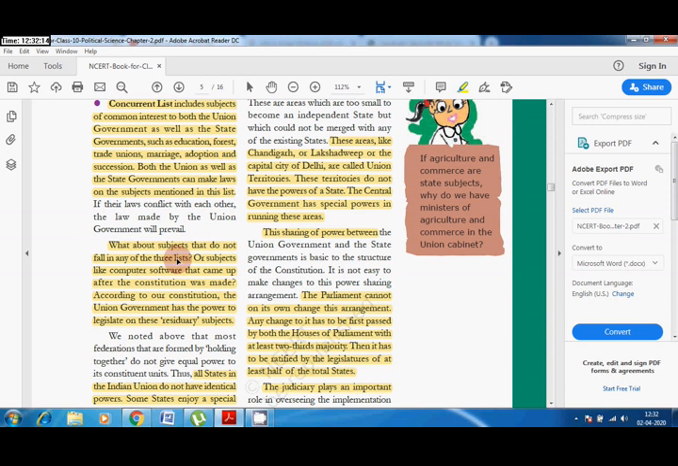So now, what about subjects that do not fall in the above 3 lists? There will be many subjects which are not covered under either the union list or state list or even the concurrent list. Like we can say computer technology or the Cyber Act, because these are subjects which came into being after the constitution was framed. These are very latest subjects. So according to our constitution, the union government has the power to make laws on these residuary subjects. So what are residuary subjects? The subjects which are not mentioned in any of the 3 lists, union list, state list and concurrent list, are known as the residuary subjects, and these powers are known as residuary powers.